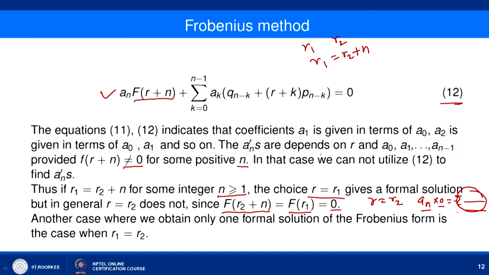Another instance where we may not get the other formal solution in the Frobenius series form is the case when both the roots are equal. When r1 equals r2, I can have only one a_n using this formula, and we do not have any method to find the other formal solution. So, we will discuss these two cases separately.